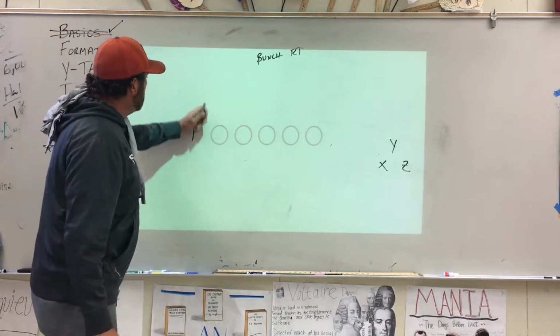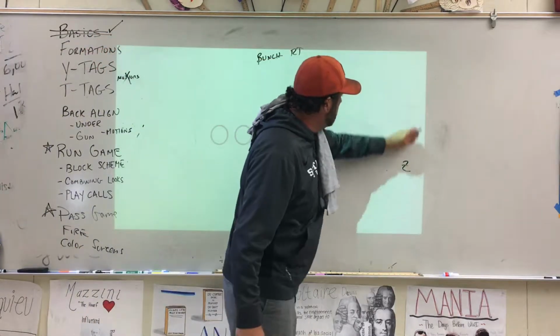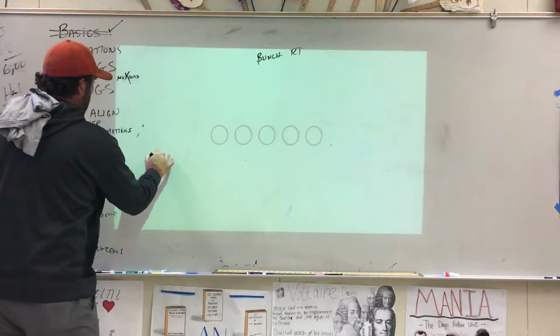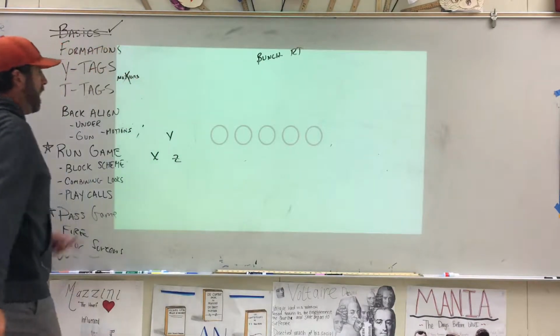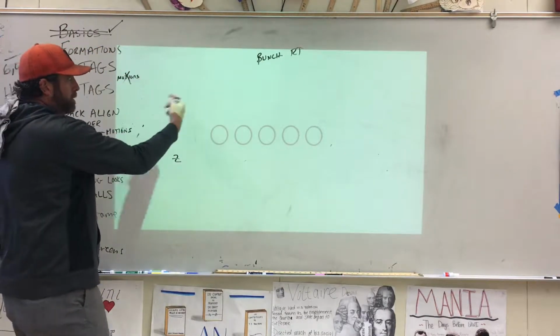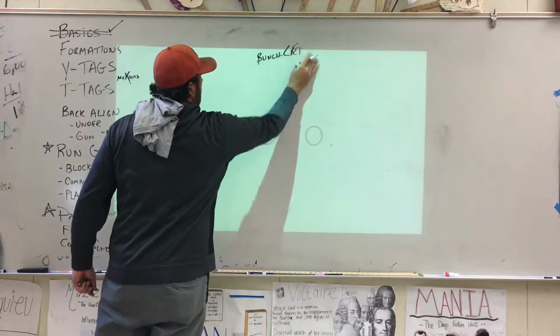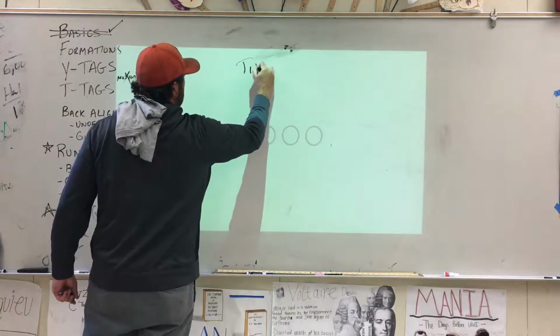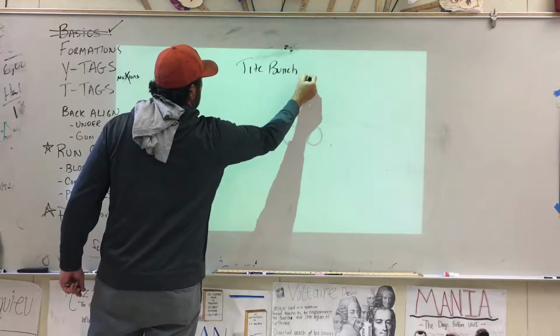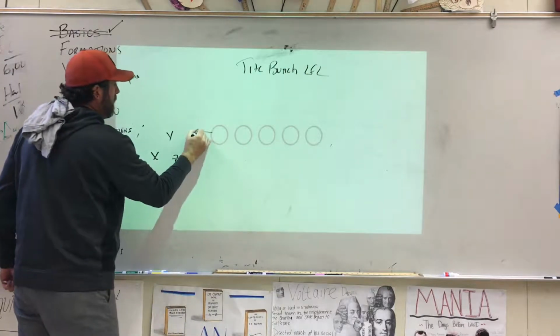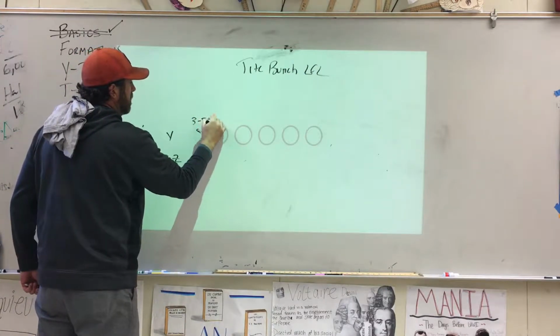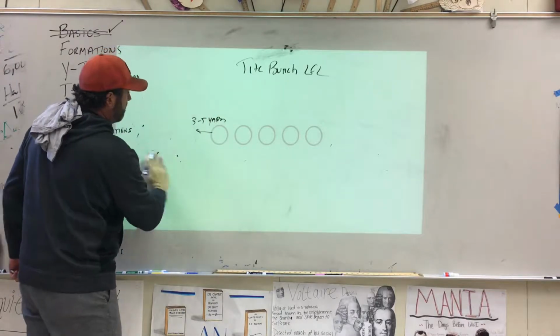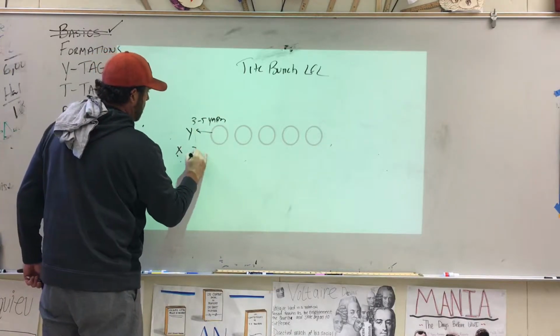If we go bunch left, please pay attention here. We still go X, Y, Z. Y sets the bunch. It's out there though. That's the bunch left. All right? And then we can add tight bunch left. And he comes in about 3 to 5 yards and sets the bunch up there. X, Y, Z.